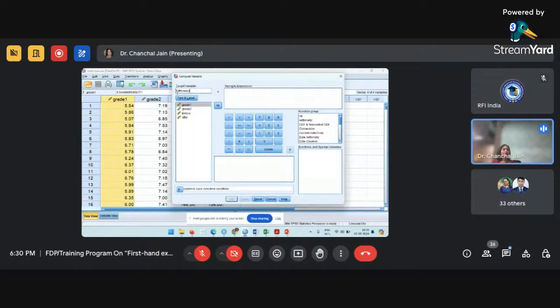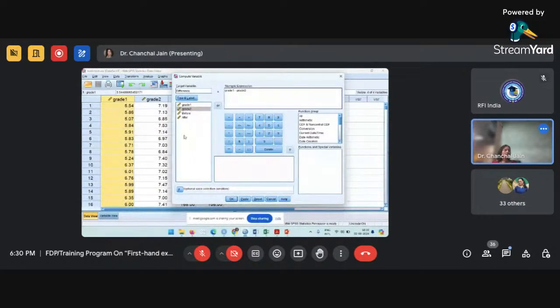So we have given the name as difference. You can give the name according to your choice. Now I want to take the difference of these grades. So I'll come to this particular box. I'll select the first variable, which is grade 1, and shift it to the numeric expression box using the arrow like this. Now using these calculator buttons, you can select the symbol. I am selecting minus, then selecting the second variable, grade 2, and shifting it over.